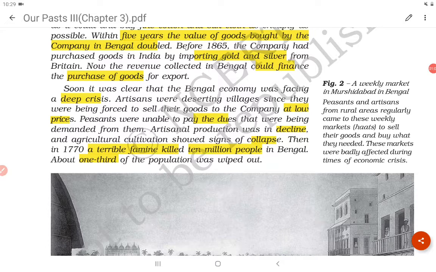Before 1865, the company had purchased goods in India by importing gold and silver from Britain. Now the revenue collected in Bengal could finance the purchase of goods for export.